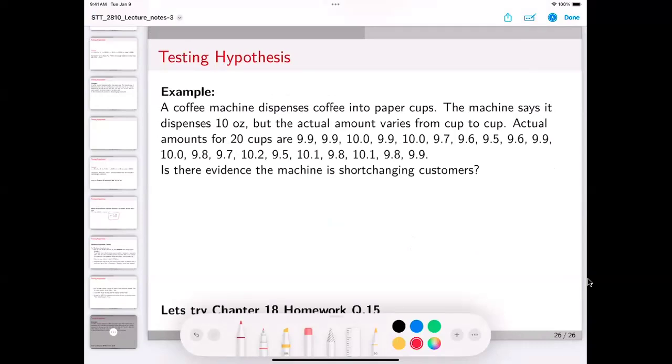So here we know that our null hypothesis was mu equals 10. The alternative was mu less than 10. Now we want to use bootstrapping to perform the hypothesis testing. And when we are done with that, we would attempt chapter 18 homework question 15. So open StatCrunch, input this data set in StatCrunch, and then we will follow the procedures.